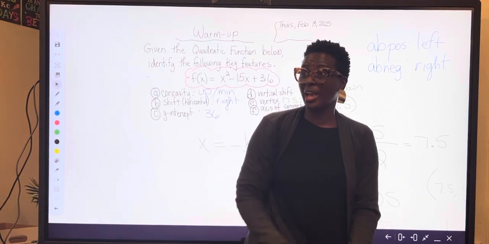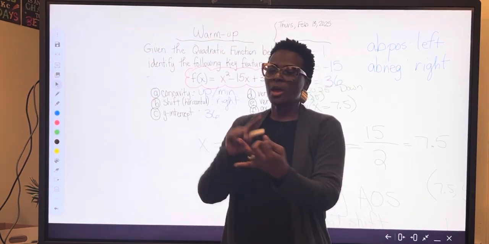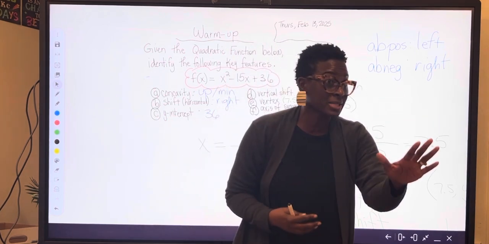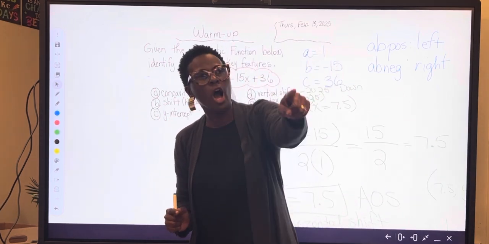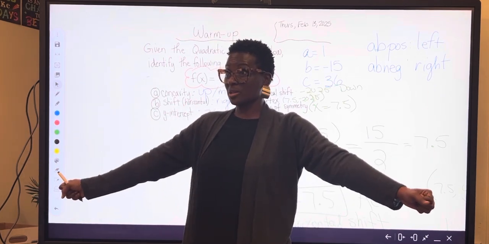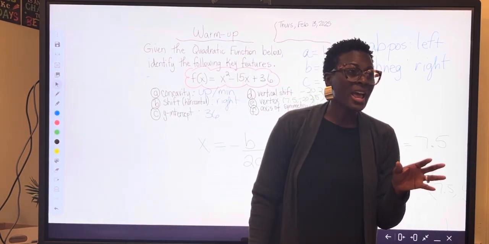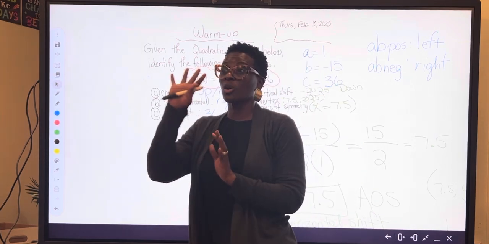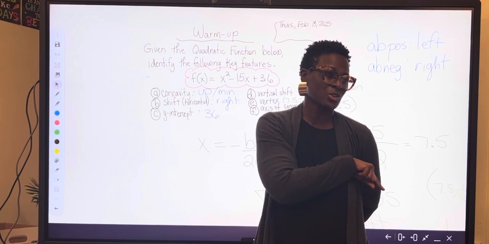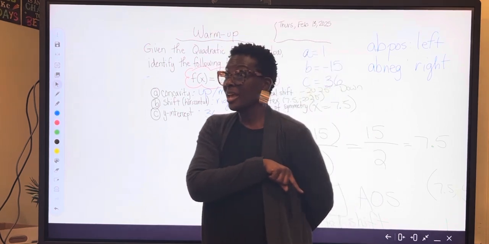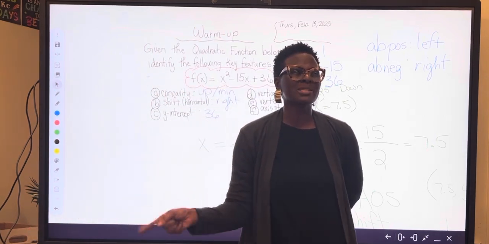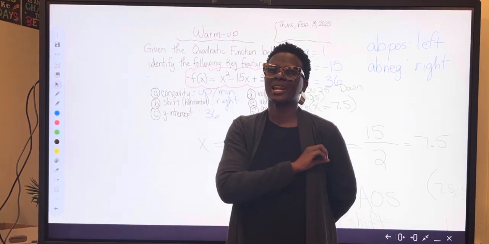All these key features we got, concavity, shift, max, min, vertex, all those things can help us figure out things in real world context. But if they say solve this quadratic function, they are looking for the x-intercepts. Now everything we've done has not been focused on the x-intercepts. They've been focused on all the other key features. But when we graph them, sometimes we're able to see the x-intercepts, aren't we? Yes. In our four squares, we're able to see where it hits the ground. So we're able to see x-intercepts, but they're not always clear.